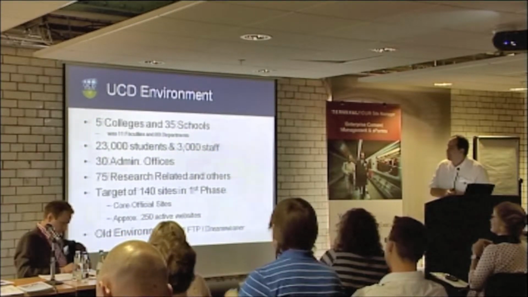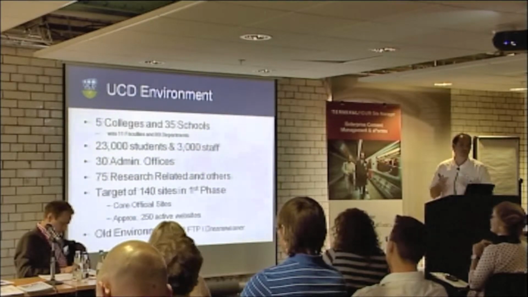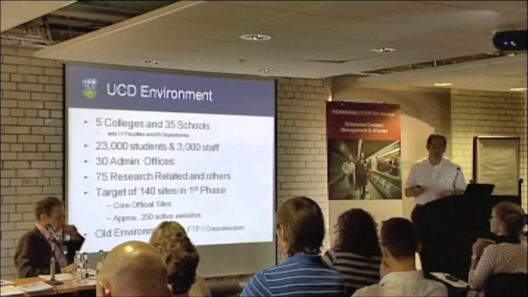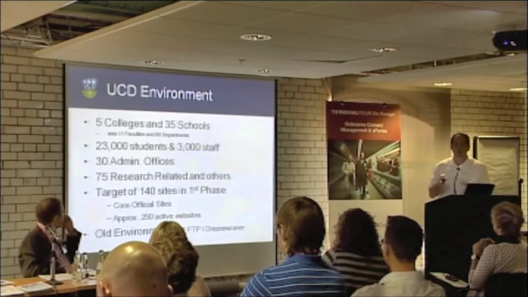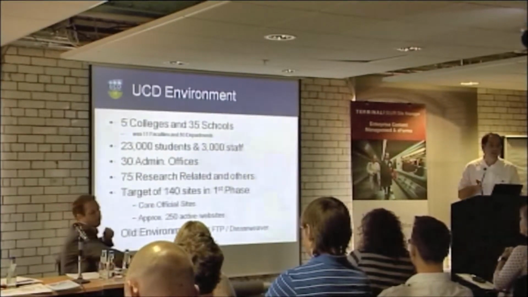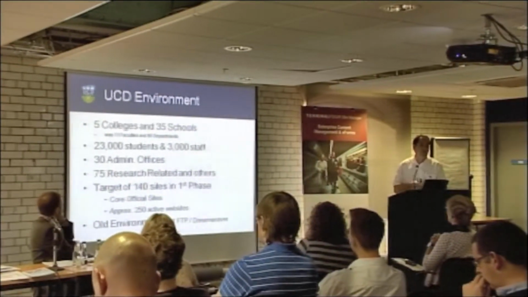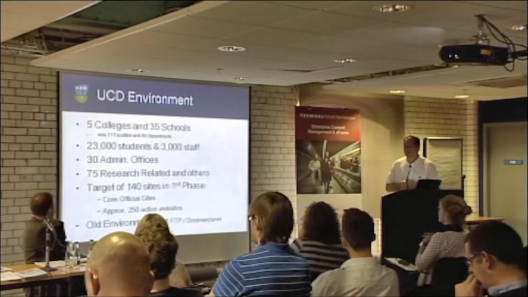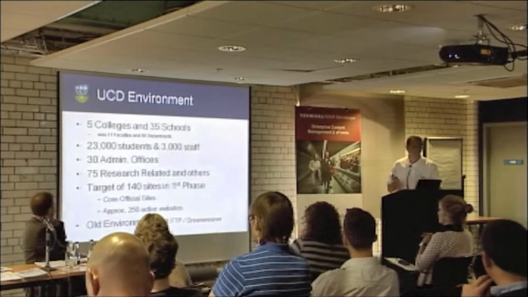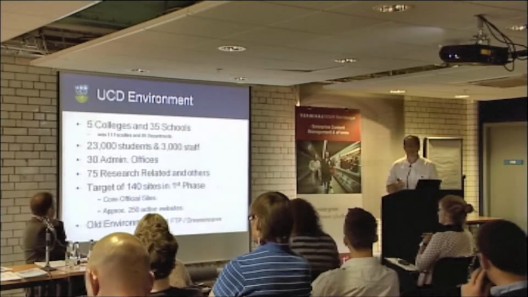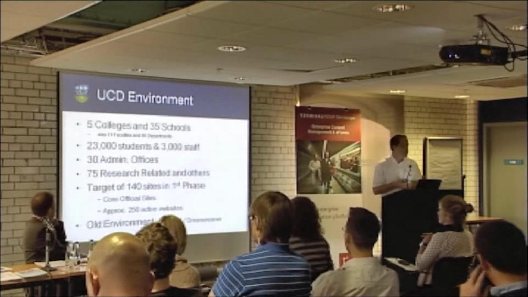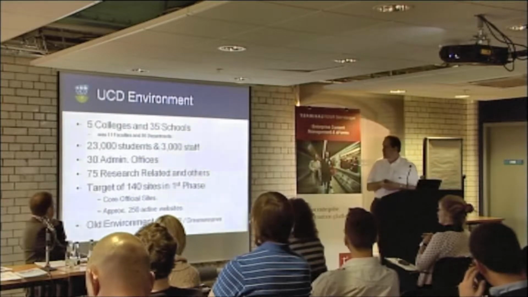We have 30 admin offices, 75 research related, so that'll be research centres, research institutes, research groups. In the first phase of the project, we targeted 140 websites, and we tried to include all the core official websites in that 140. And that's out of approximately 200 active websites on the main university server at any given time. That includes clubs and societies and so on. So we're not under any pressure to get all of those sites over, but certainly the first 140 is what we targeted. And that was pretty much a guesstimate at the time, a couple of years ago when we set out down this road. And it proved to be reasonably accurate. It was about 200 at one stage, but I tried to roll them back from that because I just figured there's no way we're going to do that in the time scale.